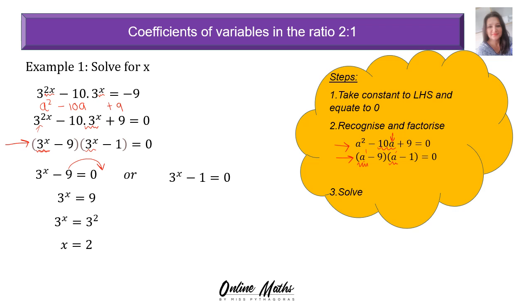And then on this one, 3 to the x minus 1 is 0. The minus 1 walks across, you end with 3 to the x is 1. And then anything to the 0 is 1. So in the place of 1, you're going to write 3 to the 0. And then again, bases are the same. Therefore, the answer x is equal to 0.